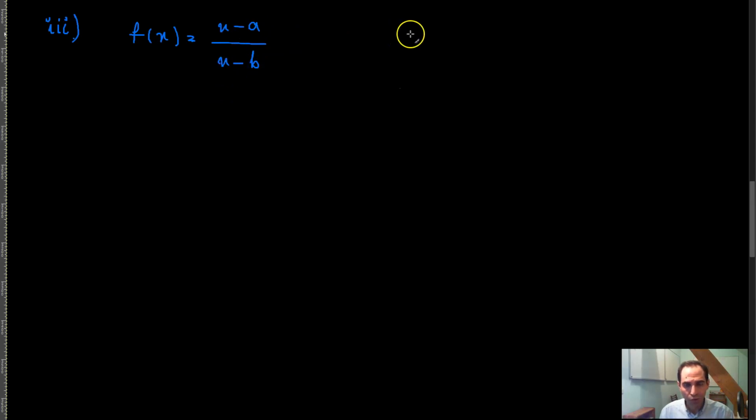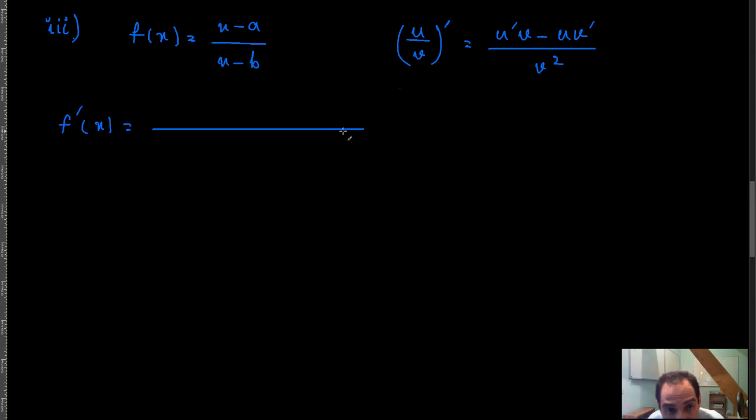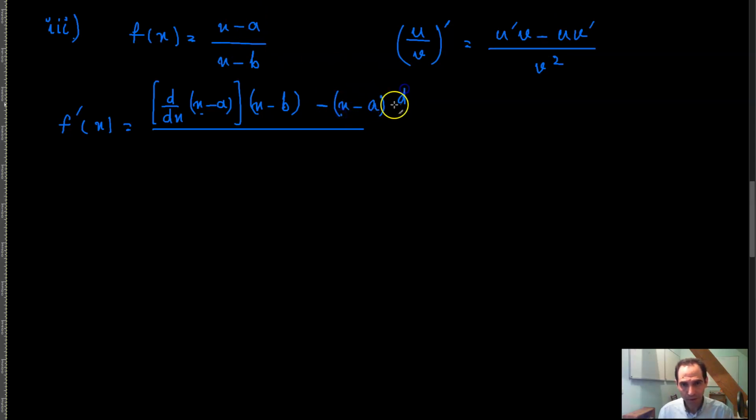Okay, so now you know the quotient rule: u divided by v whole prime is equal to u prime times v minus u v prime, divided by v squared. Which means that f prime of x is equal to u prime, which is d by dx of x minus a, times the denominator, which is x minus b, minus the numerator, which is x minus a, times d by dx of the denominator, which is x minus b. And you divide that by v squared, which is x minus b whole squared.